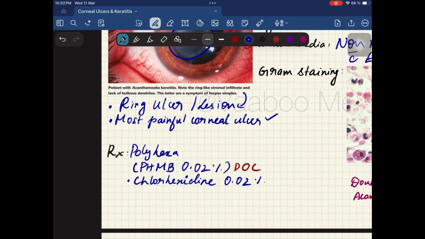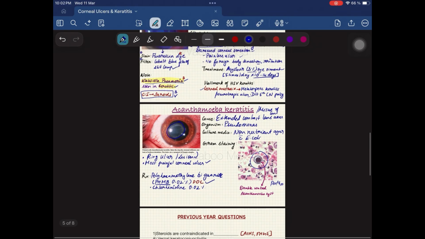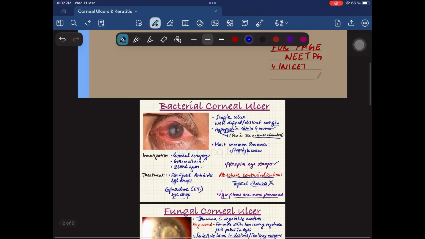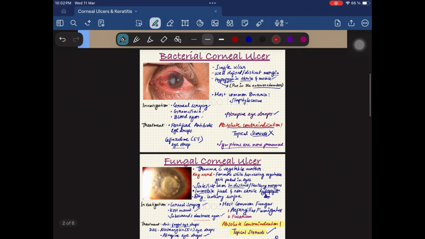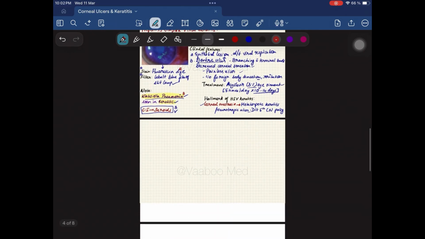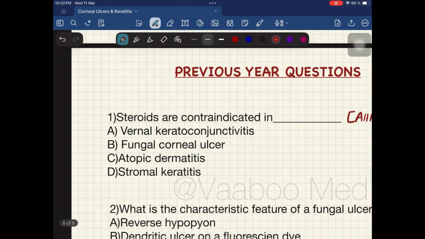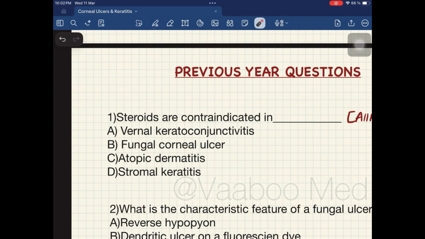The treatment is polyhexamethylene biguanide, in short PHMB 0.02%, and it is the drug of choice. So these are the topics I thought to discuss with you. Now let's revise it and see some of the PYQs.